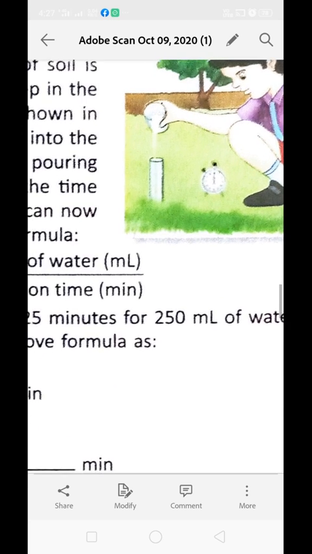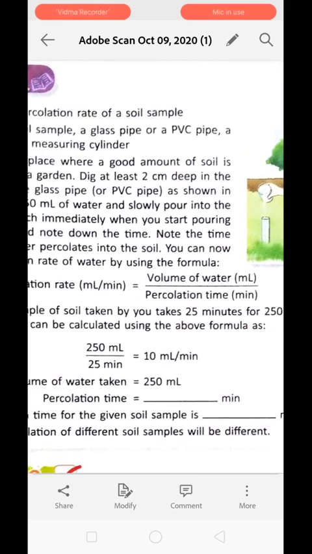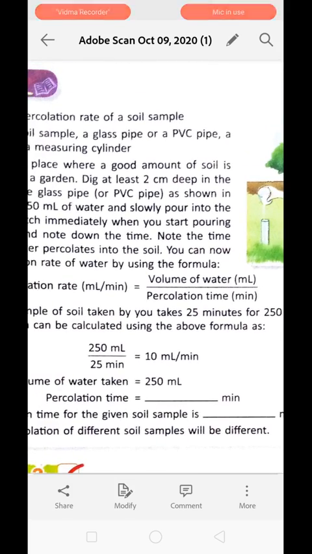Then how are we going to calculate the percolation rate? For calculating percolation rate, what do we have to do? First, the volume of water which we have taken. What was the amount of water which we have taken? It was 250 milliliter. Next, percolation time, which has been measured with the help of the stopwatch. We need to measure the time now. That is why we have used the stopwatch over here.